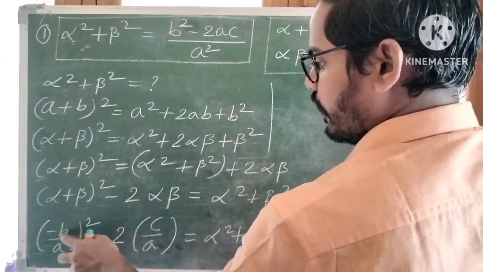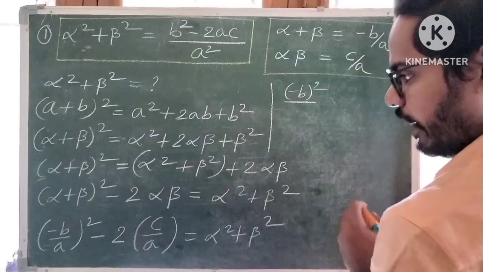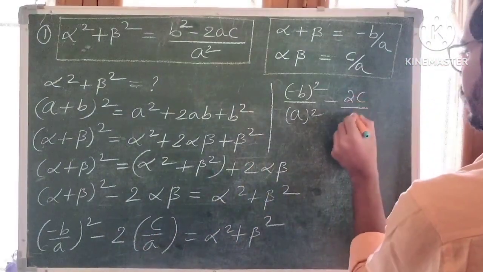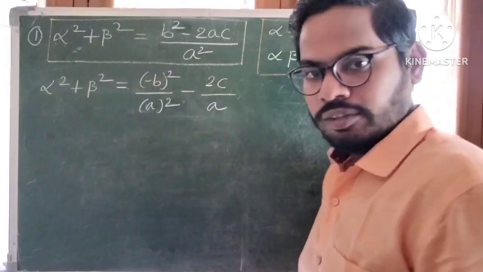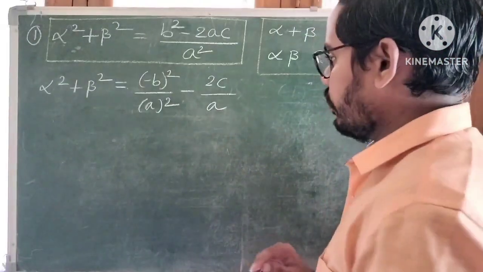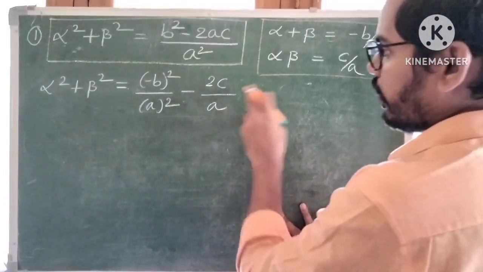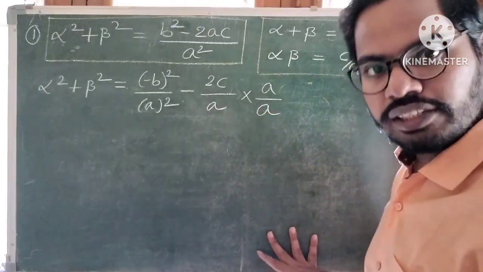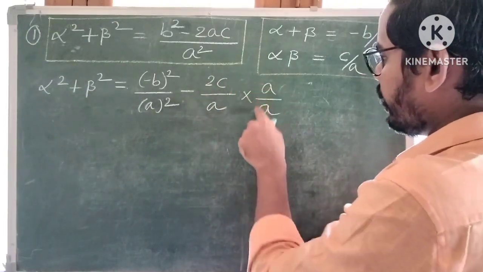It's like (a by b) whole power m, that is a power m by b power m. So (minus b) whole square by a square minus 2 into c by a is equal to alpha square plus beta square. Now observe the denominators. Here the denominator is a square whereas here the denominator is a. To make the denominators common, multiply and divide 2c by a by a, so that a into a is a square. Now the denominators are the same.